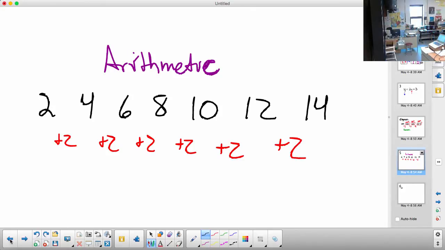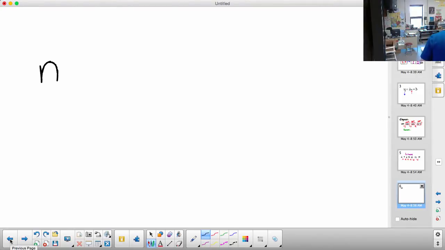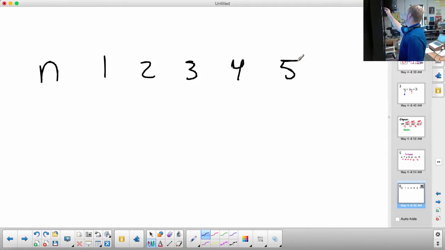It's the number in the sequence. That's n. So n always starts listing them by 1, 2, 3, 4, 5. N just means number in sequence. Also, it could be N1, N2, N3.